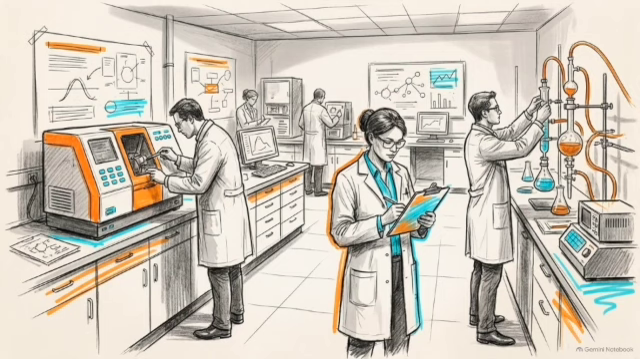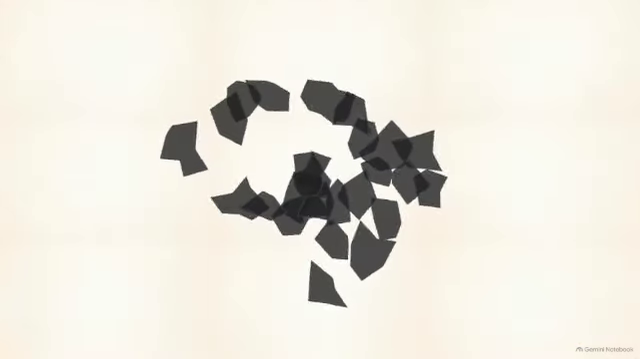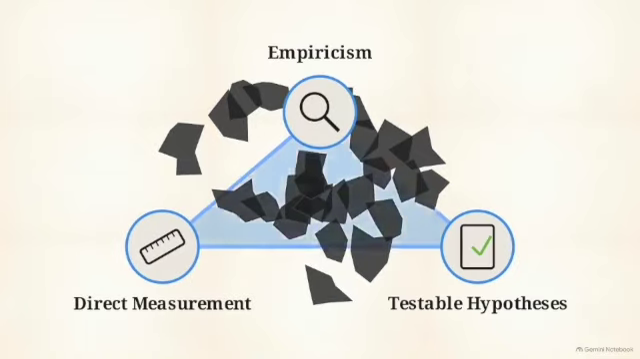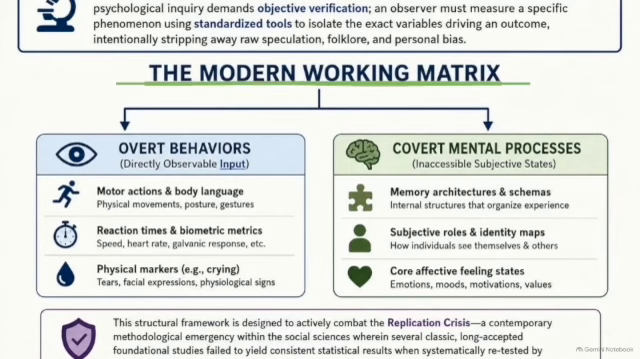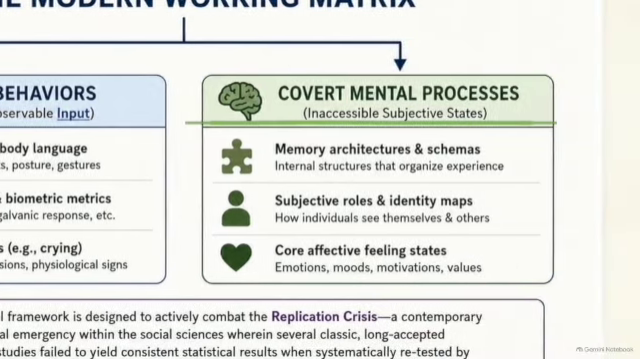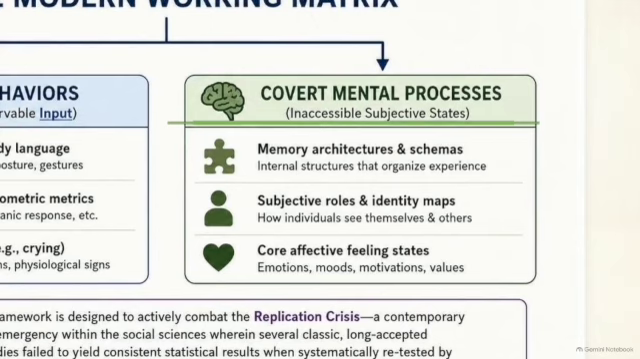Modern psychology resolves this tension by focusing strictly on methodology. The scientific status of the field relies on empiricism, direct measurement, and testable hypotheses to separate fact from folklore. This infographic maps the modern working matrix, dividing human activity into two categories. Overt behaviors encompass physical manifestations like motor actions, reaction times, and markers like crying. Covert mental processes include memory storage, abstract thoughts, and subjective social roles, structures inaccessible to direct observation.